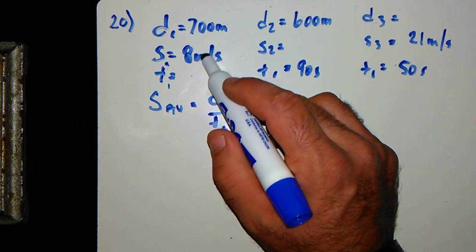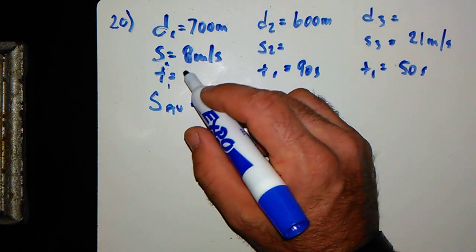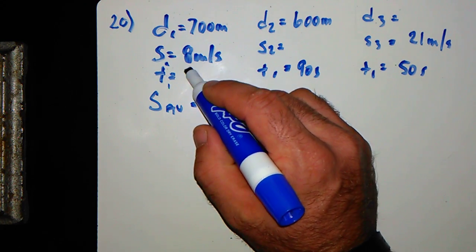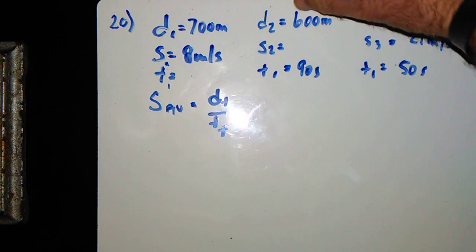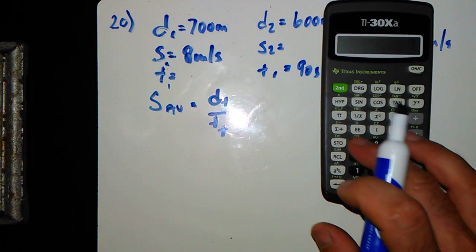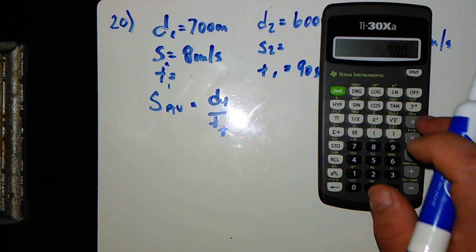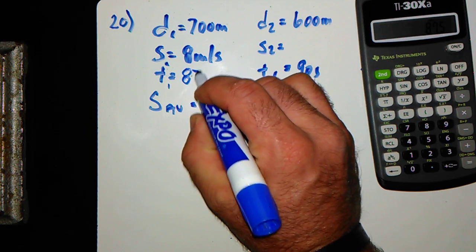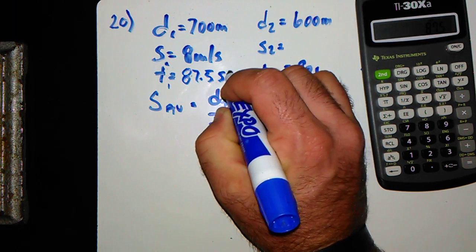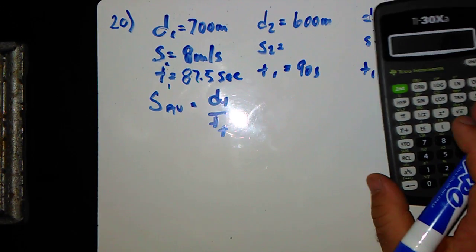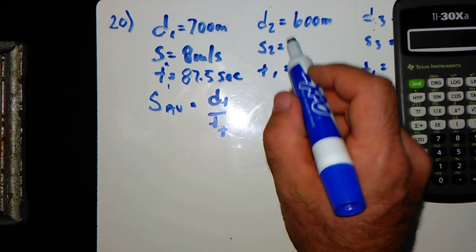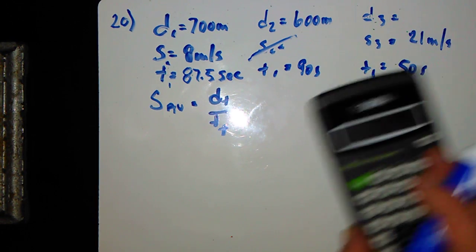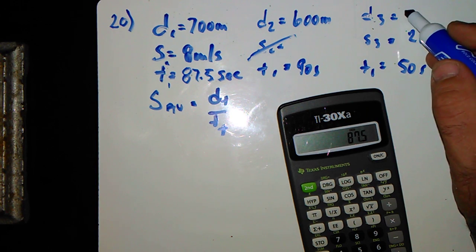So in this case, the time we have to figure out in this portion is the distance over the speed. That's 700 divided by 8. So we can just figure that out really quick. Okay, about 87.5 seconds. In this case, it's really unnecessary to find the speed of the second one because we're given the distance and the time. And in the third part of the trip, we do have to find that distance.